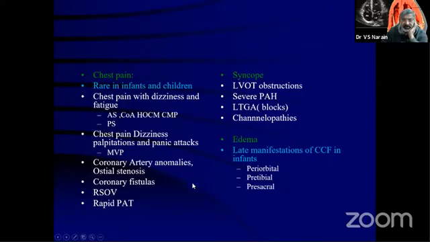and some coronary anomalies, coronary fistulae. Ruptured sinus of Valsalva is also an important cause of chest pain in a cyanotic heart disease. Syncope always indicates some kind of LV outflow obstruction or an RV outflow obstruction, whether it is the pulmonary valve or beyond the pulmonary valve into the vasculature. And then, of course, never miss out on the channelopathies, the long QT and the short QT syndromes.